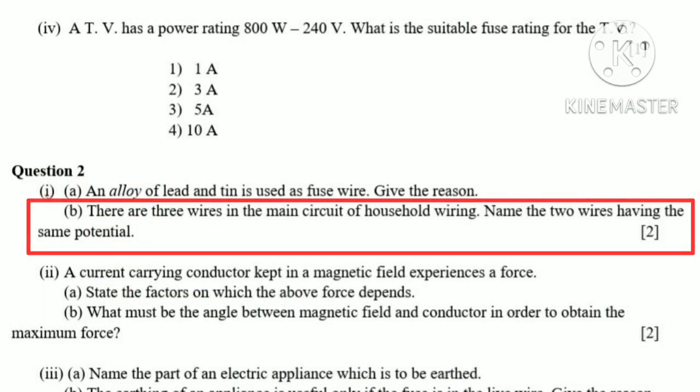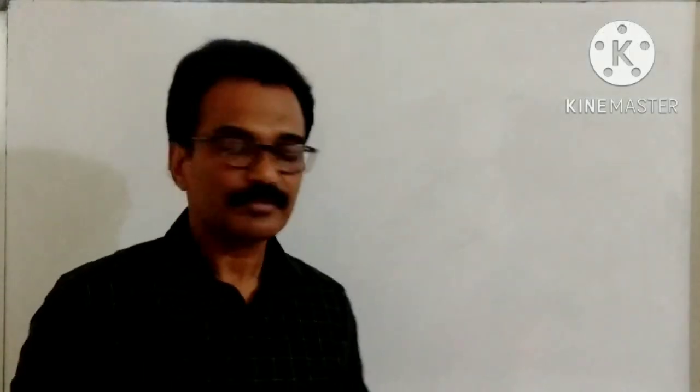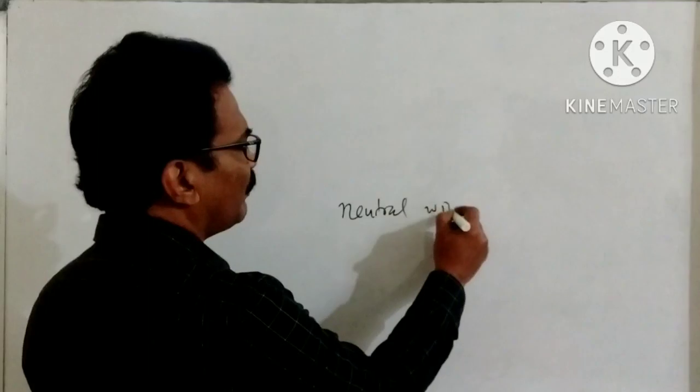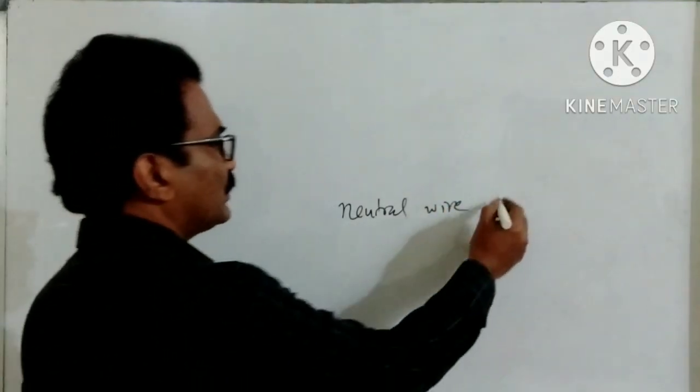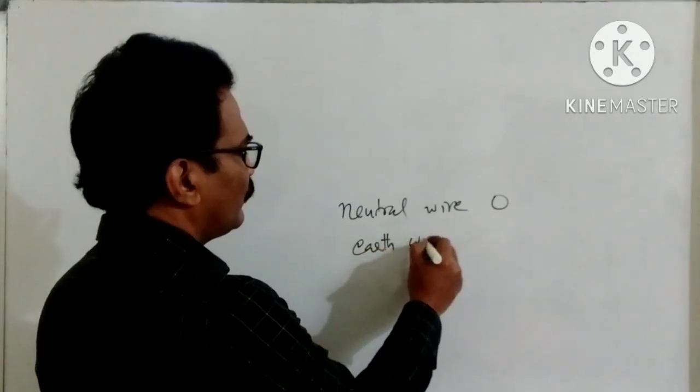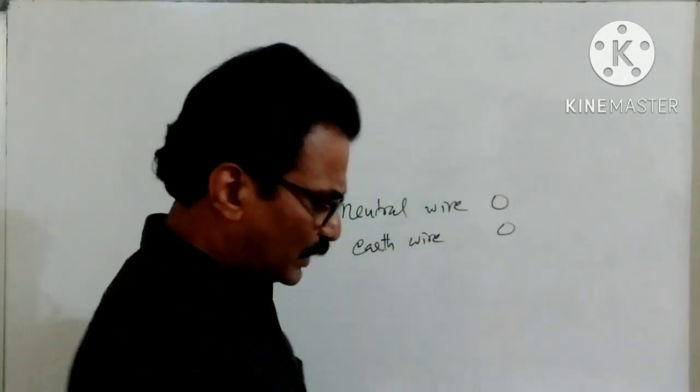Next one. There are 3 wires in the main circuit of household wiring. Name the 2 wires having the same potential. Neutral wire and earth wire. What is the potential of neutral wire? 0 volt. And what is the potential of earth wire? 0 volt. So both have the same potential.